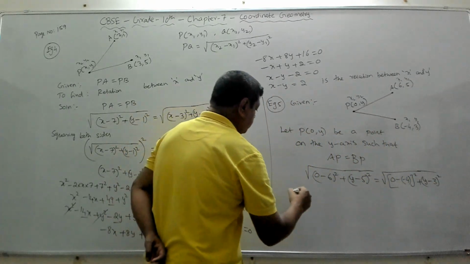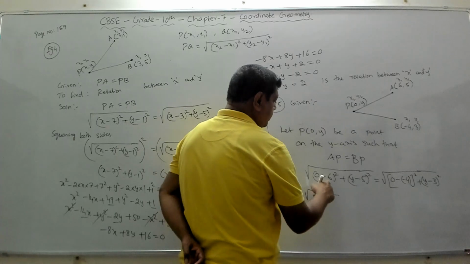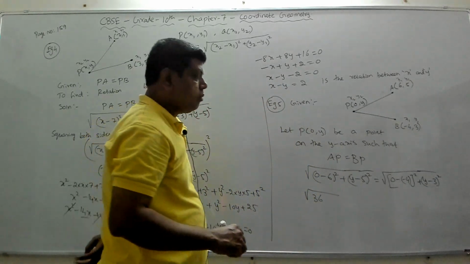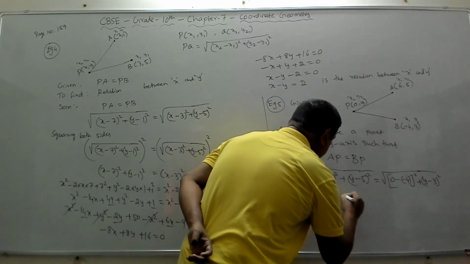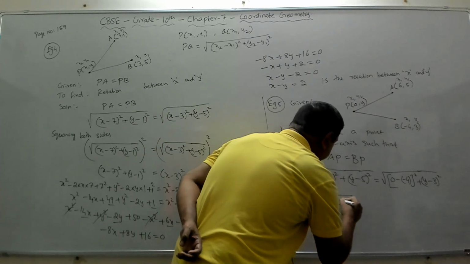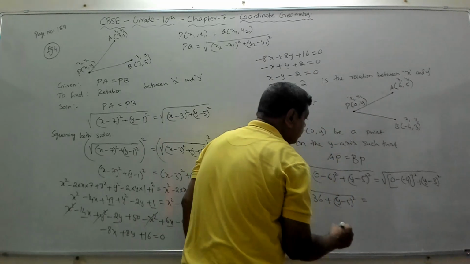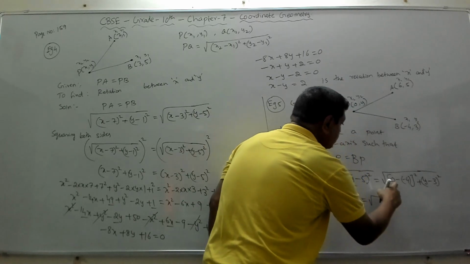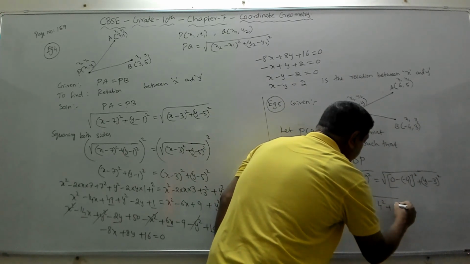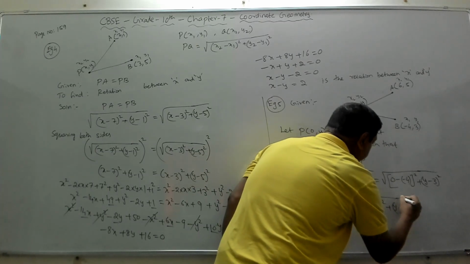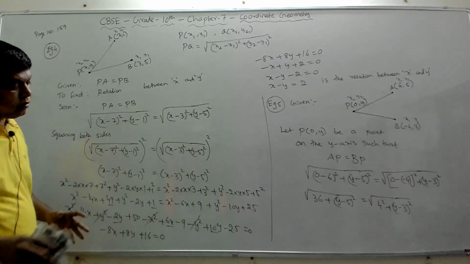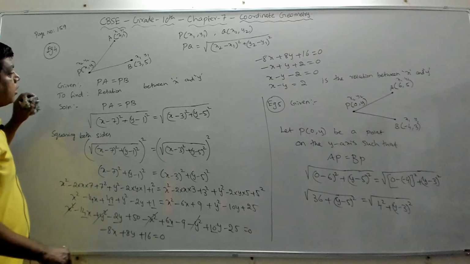So that is equal to the square root of 0 minus 6 the whole square, which is 36, plus y minus 5 the whole square, equal to the square root of 0 minus of minus, which is plus 4, the whole square plus y minus 3 the whole square. Fine. Now I'll write the continuation of this here.